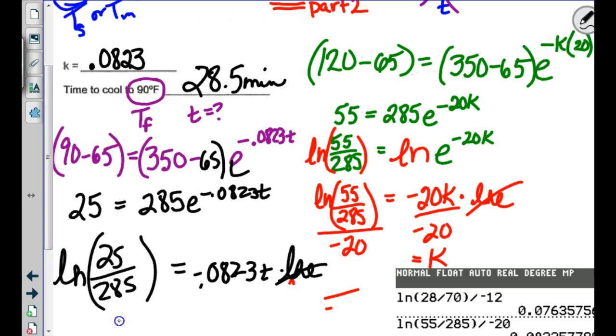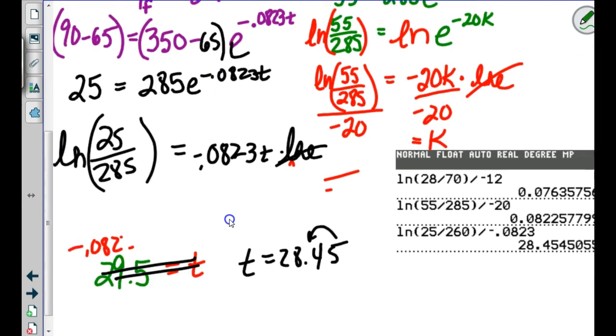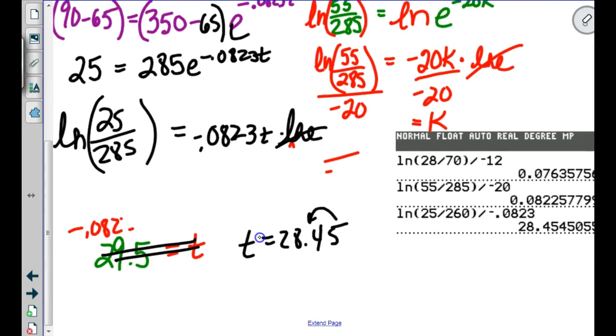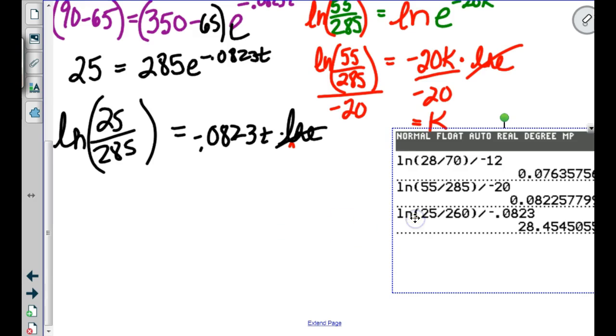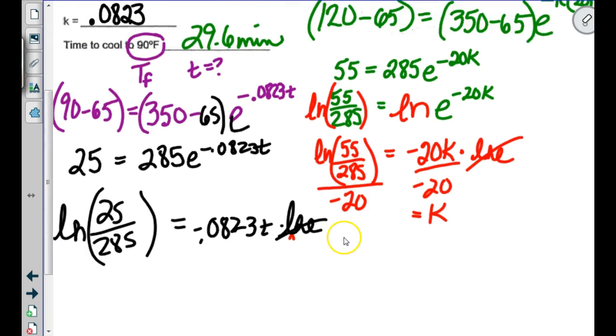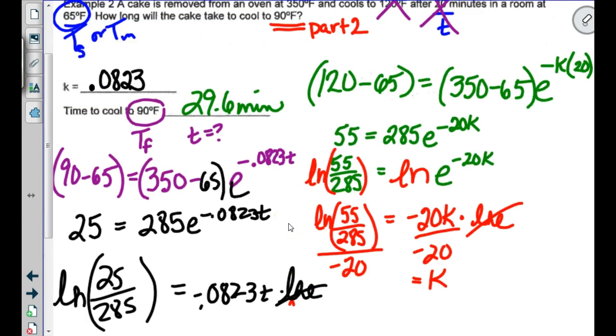I skipped some steps this time, but what do you get this time? 29.57, so it's 29.6. So almost a half hour. That would be pretty good if our cake could be cool enough to eat in a half hour, right? Or to put frosting on or whatever we're going to do. All right, so this is wrong. All right, sorry about that, guys.